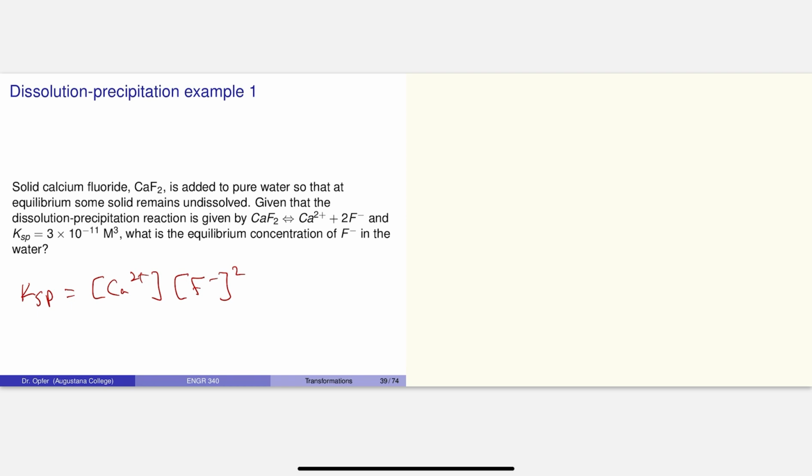Now, we're given KSP. We're told that it's 3 times 10 to the negative 11 molarity cubed, but we don't know the calcium ion concentration or the fluorine ion concentration. So we've got one equation with two unknowns. When in doubt, go back to the chemical equation. So we have CaF2 going back and forth with aqueous calcium ions and 2 fluorine ions.